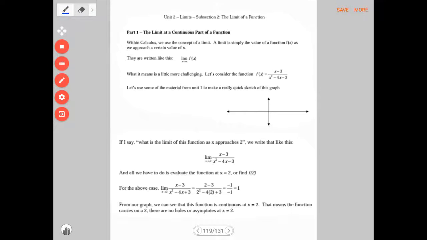Hi everyone. Unit 2, Limits, Subsection 2, the limit of a function. Part 1, the limit at a continuous part of a function.